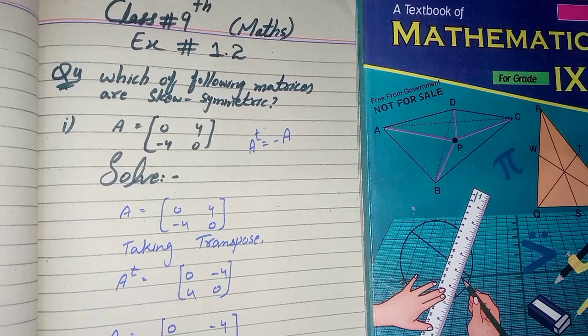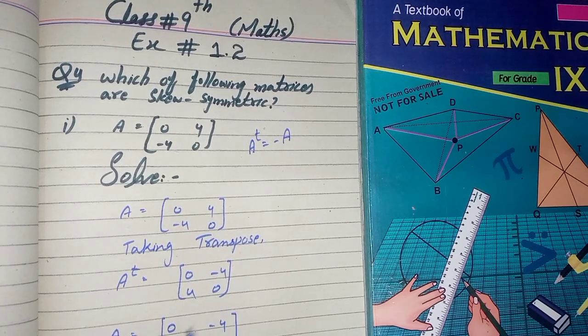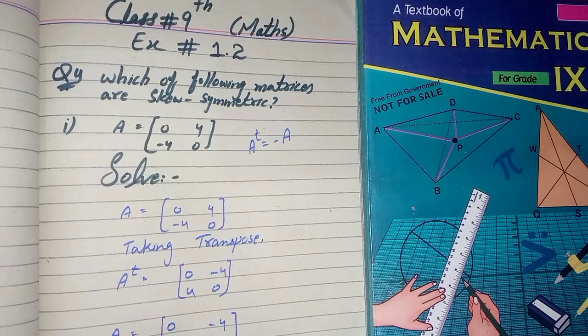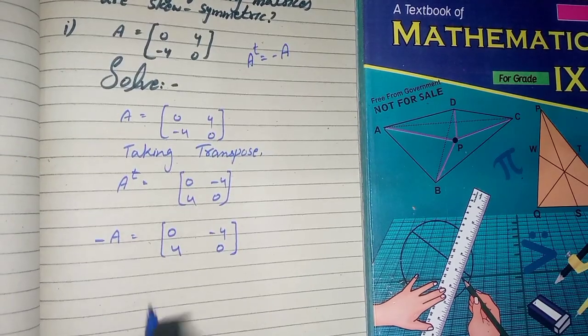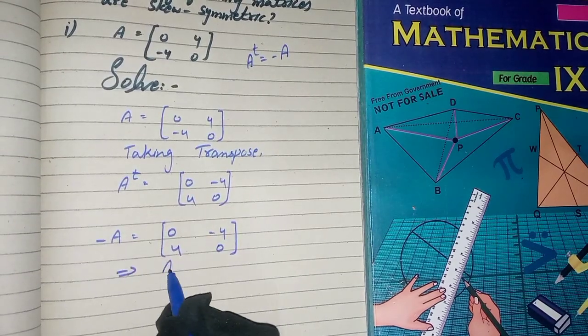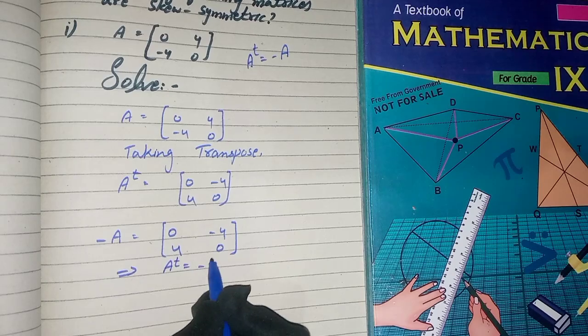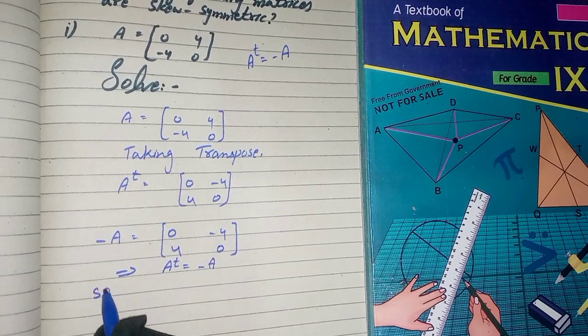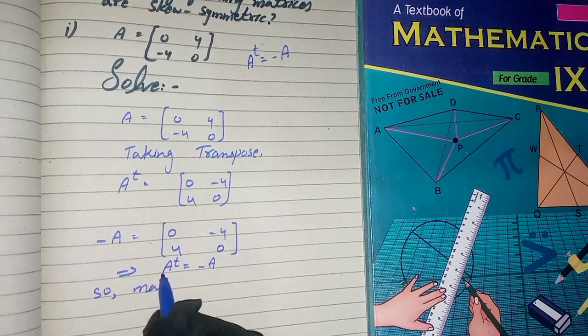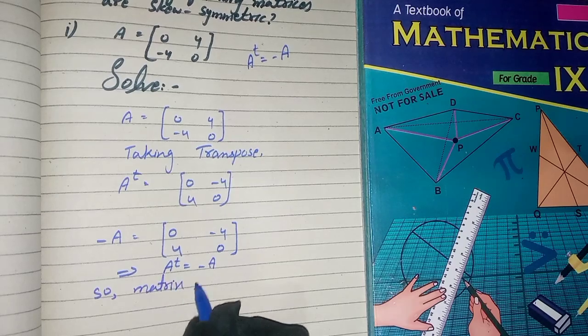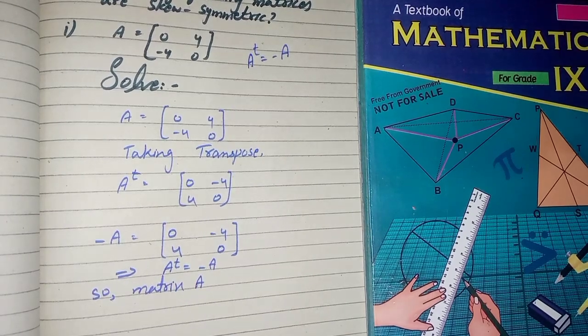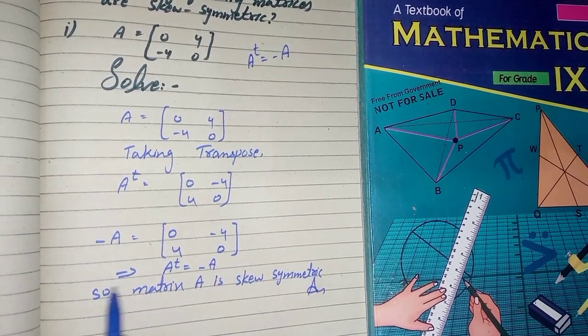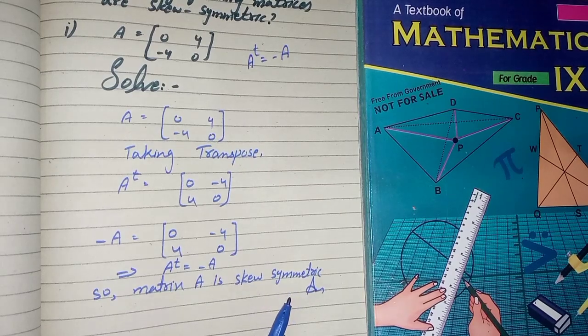We can see that A transpose equal to minus A. 0, minus 4, 4, 0 and 0, minus 4, 4, 0. This implies that A transpose equal to minus A. So matrix A is skew symmetric matrix.